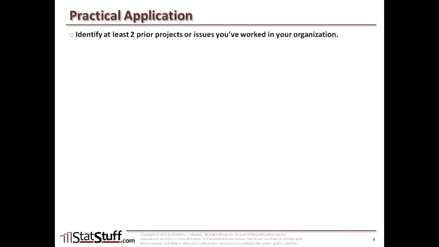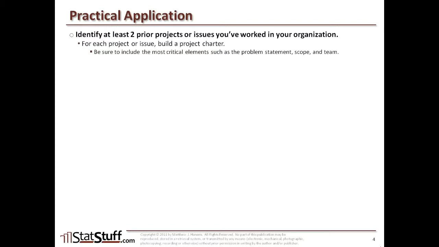All right, before we close this lesson, let's discuss how we can apply some of these concepts in a practical way. Well, I'd like you to identify at least 2 prior projects where you've worked or certain issues that you might have worked on within your organization. And for each of those, I'd like you to at least try to build a project charter. And be sure to include at least the most critical elements that we've talked about, such as the problem statement, the scope, and identifying the core team members. Make sure those elements are at least included within your project charter.